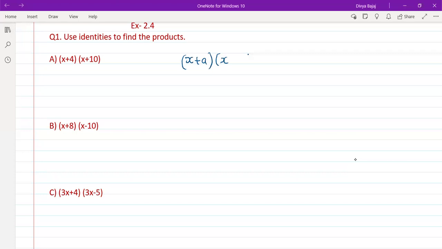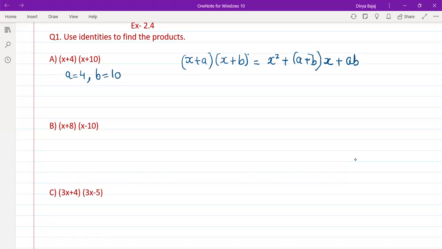and (x + b). So if you see this question, this is also in the form of (x + a), where a is 4 and (x + b), where b is 10. So if you remember the identity, this will come out to be x squared plus (a + b) x plus the product of both the constants, which are a and b.